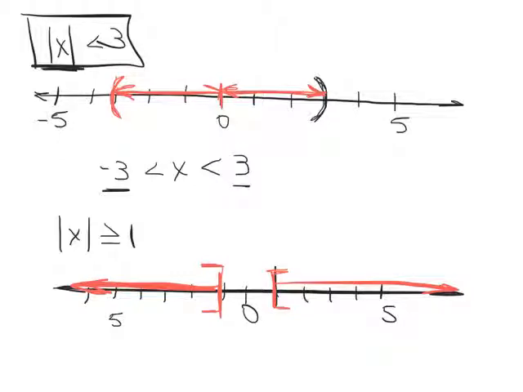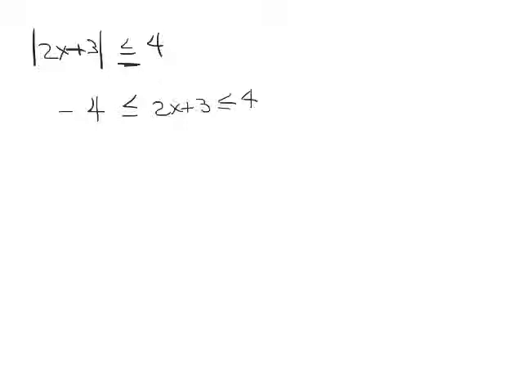Which brings us to some that are a little bit more equation oriented. So if I have something like |2x + 3| is less than or equal to 4, that is going to give me, because it's the less than or equal to sign, -4 less than or equal to 2x + 3, which is less than or equal to 4. So notice what happened here. I wrote it as a negative on the left, a positive on the right, and I put this in between. And that's when it's a less than or equal to sign.